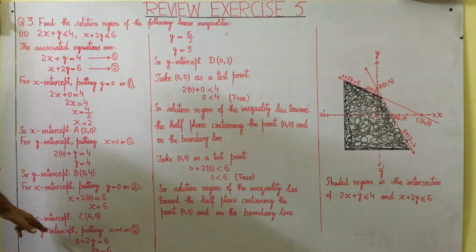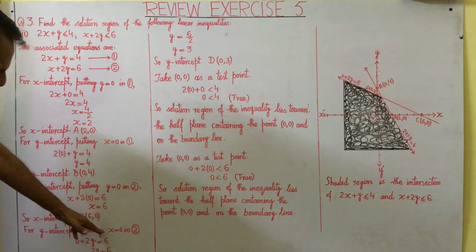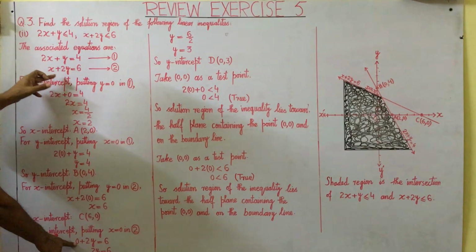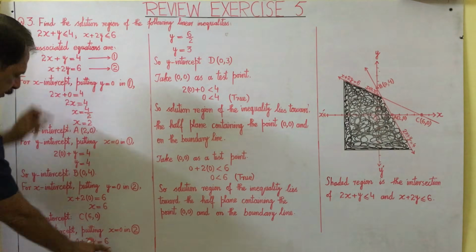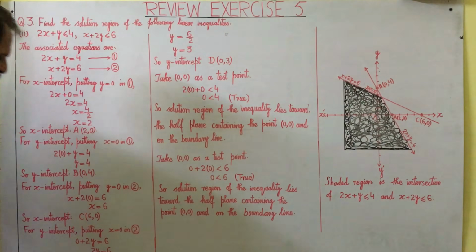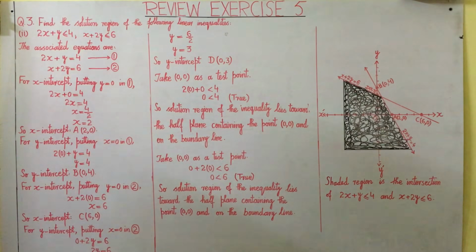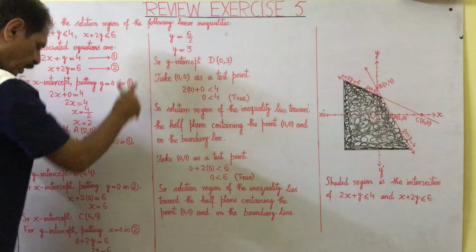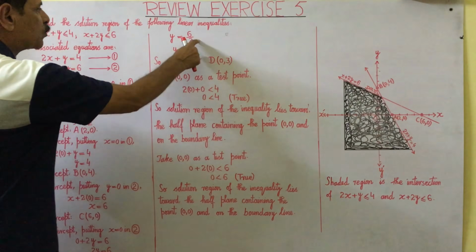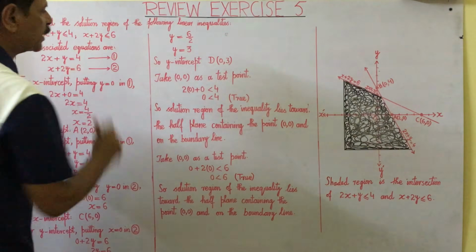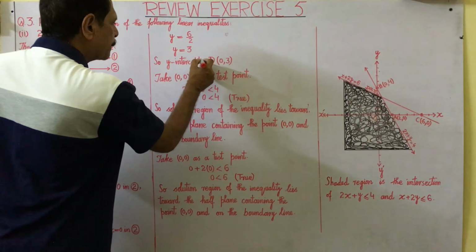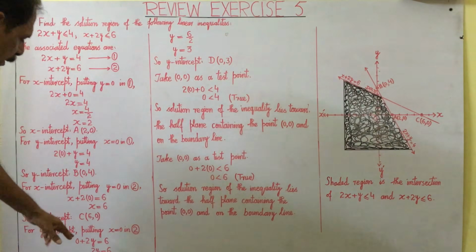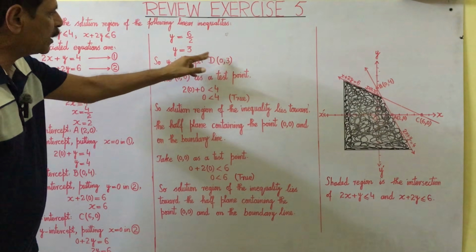For the y-intercept of the second equation, putting x equal to 0 into x plus 2y equals 6, 2y is equal to 6. Dividing both sides by 2, 2 cancelled with 2, the remainder is y is equal to 6 over 2. 2 ones are 2, 2 threes are 6. So the y-intercept is point D, having coordinates x is 0 and y is 3.